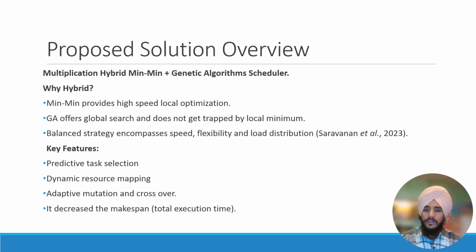operations. This hybrid solution has the trade-off between speed, flexibility, and accuracy. It further facilitates dynamic mapping of resources, adaptive genetic function, and less makespan, which in combination improve the overall scheduling performance, which is the best key feature I think in this solution overview.